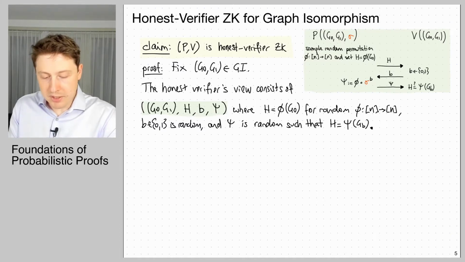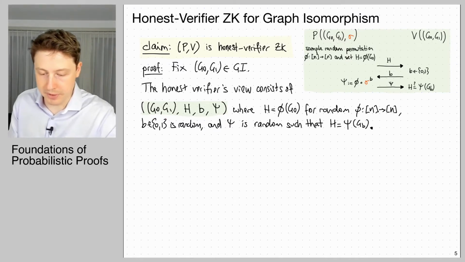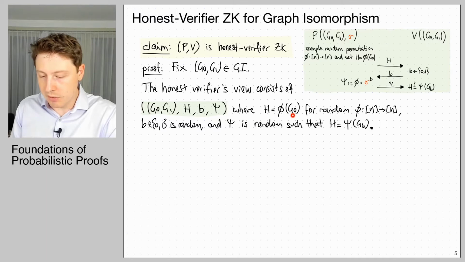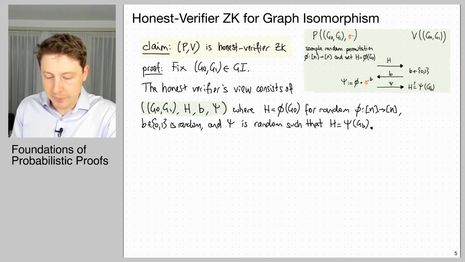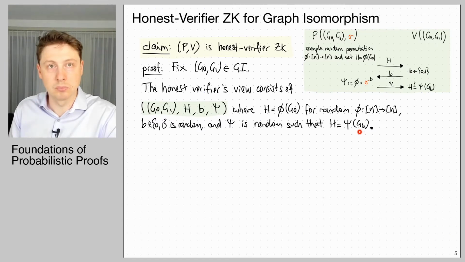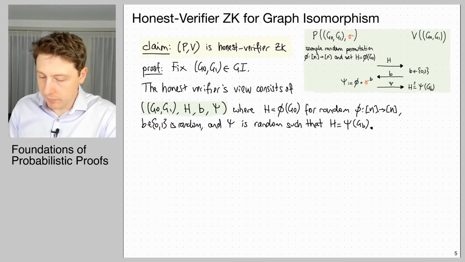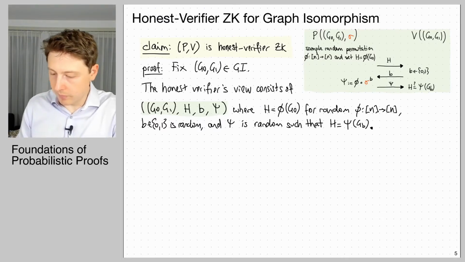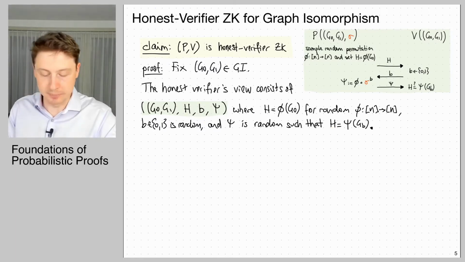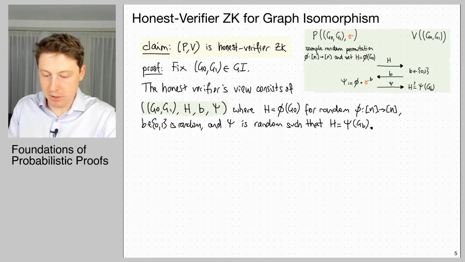But what we're actually interested in is the distribution of this thing. Now, G0 and G1 are just fixed, so there's no randomness there. What is H? Well, H is just a random graph in the isomorphism class of G0. B is a random bit, and psi is a random permutation, specifically between H and GB. Well, that's the distribution.